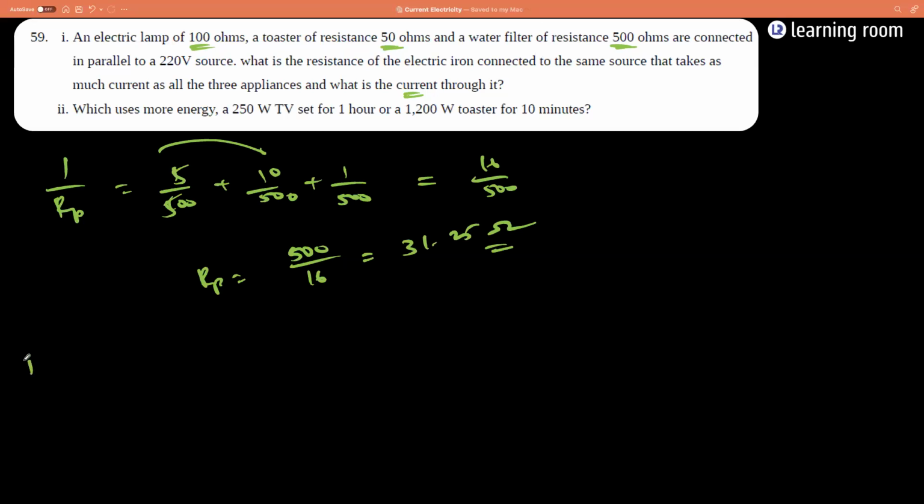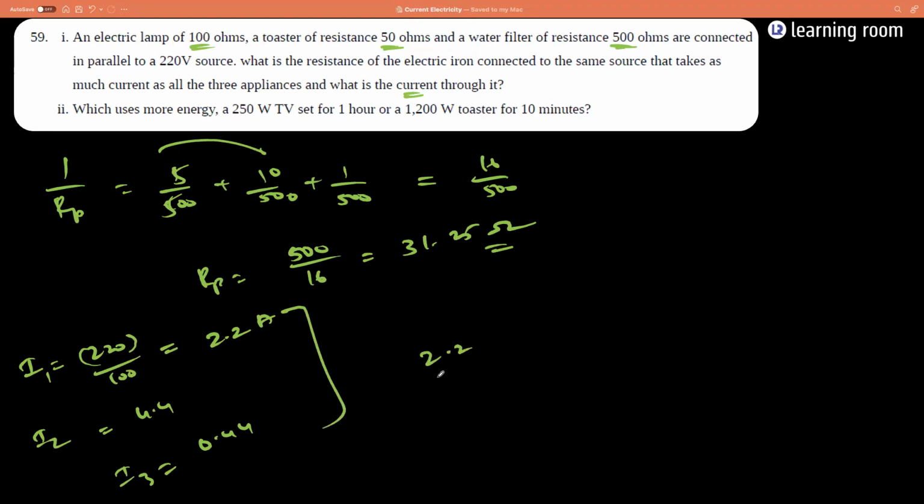How did we calculate it? I is equal to V square. Sorry, V by R. Sorry, I wrote for power. I is equal to V by R. So how much is it going to be? It's going to be 2.2 amps. So I1 is 2.2. I2 is? Should be 4.4. I3 is? 0.44. So when you add all these things, what will you get? 2.2, 4.4, 0.44, 7.04, sir. Okay, 7.04 ampere is the total current that is drawn by the combination.